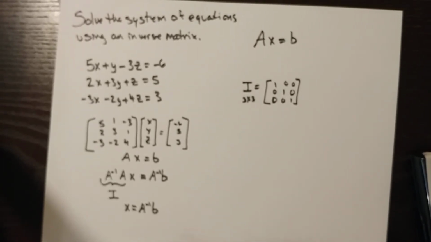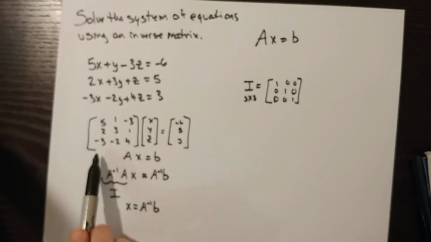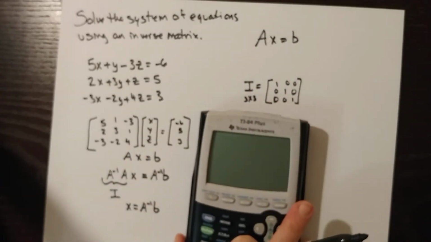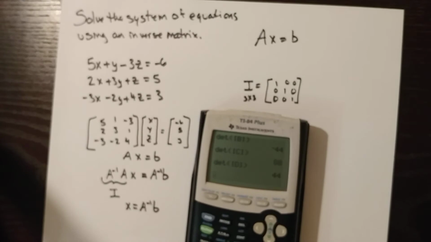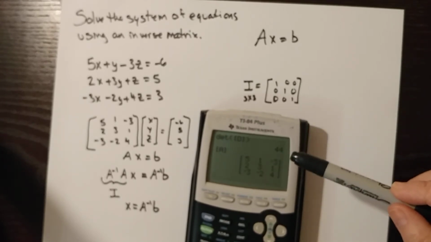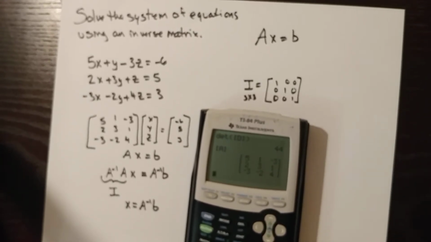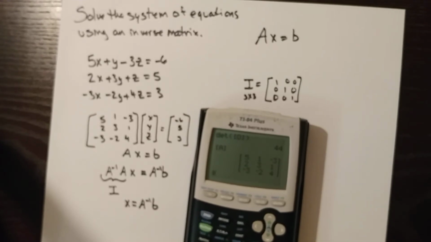So all I'm going to do now with my calculator is enter A, the coefficient matrix. And I think I have it in here because I've been using the same system for a lot of different things I was showing you guys. So I'm going to go to second matrix and see what I have entered in A. When I hit A, it's going to come up with 5, 2, negative 3, 1, 3, negative 2, negative 3, 1, 4. So I already have A entered, and if you didn't, you would just go to second matrix, enter the size 3 by 3, and then enter each element in there.